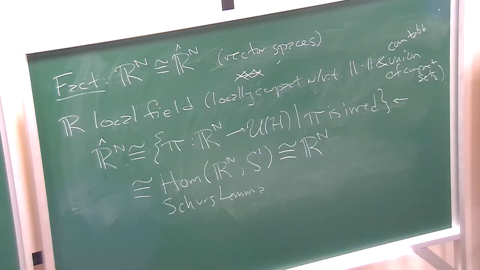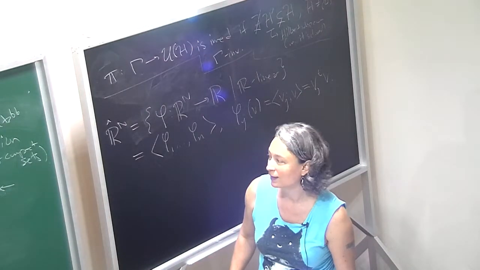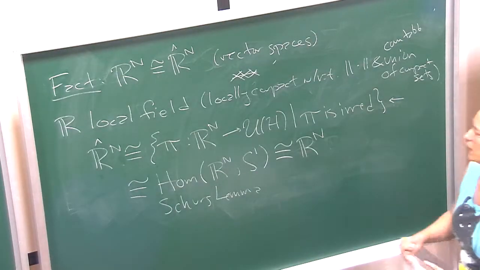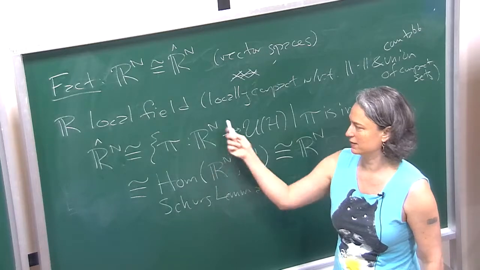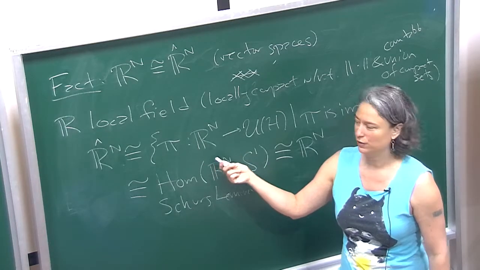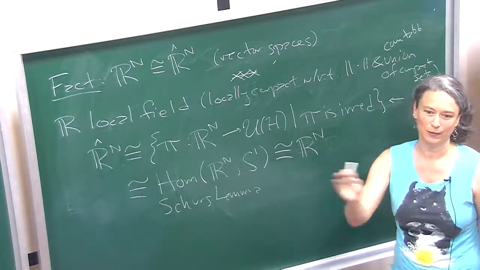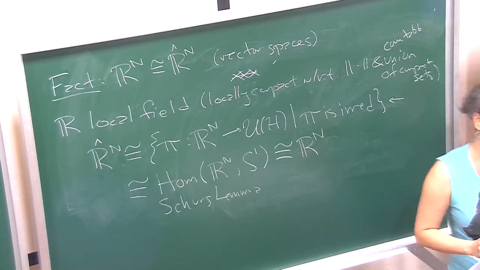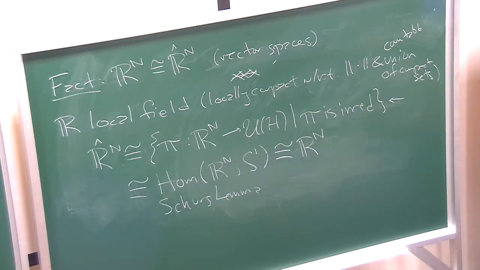Yeah? Unitary of the Hilbert, is that any Hilbert space? Yeah. So basically, because Rn is abelian, irreducibility is going to tell you you're one-dimensional. Yeah. Okay.